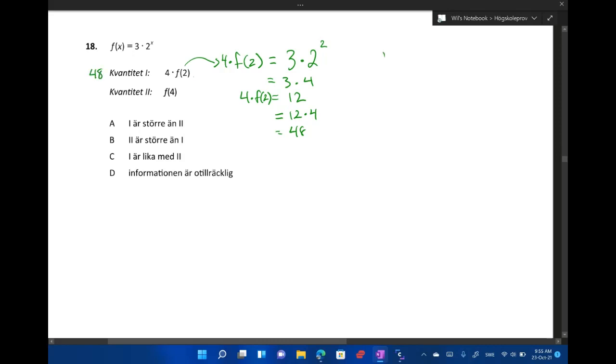Quantity 2, if we look at f at 4, we replace x with 4. 3 times 2 to the power of 4. 2 to the power of 4 is the same as 2 times 2 times 2 times 2. 2 times 2 is 4, times 2 is 8, times 2 is 16. So we need to find what's 3 times 16. Well, that actually means f of 4 is also equal to 48. So in this case, they actually are both the same. So we say C is our answer.